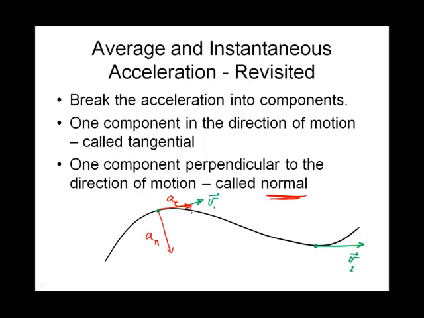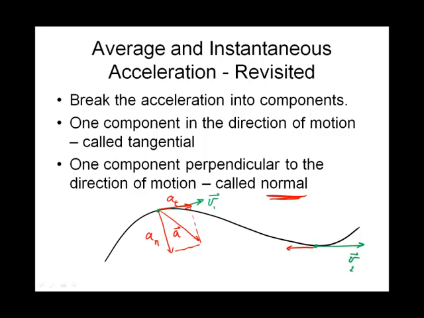And so the net acceleration in this case is the vector sum of the tangential portion plus the normal portion. So this would be the acceleration right there. That's the net acceleration. It's got a tangential component along the curve and a normal component in towards the center of the curve.